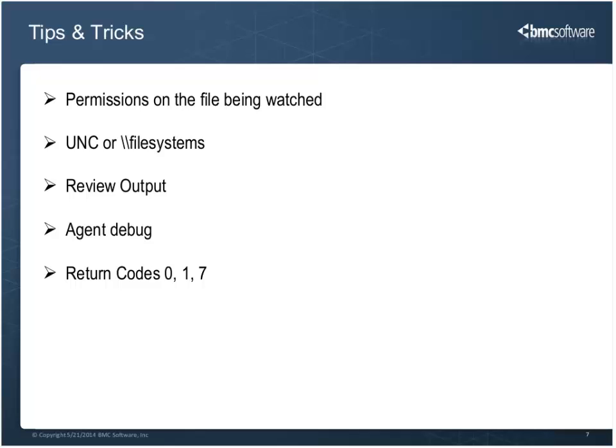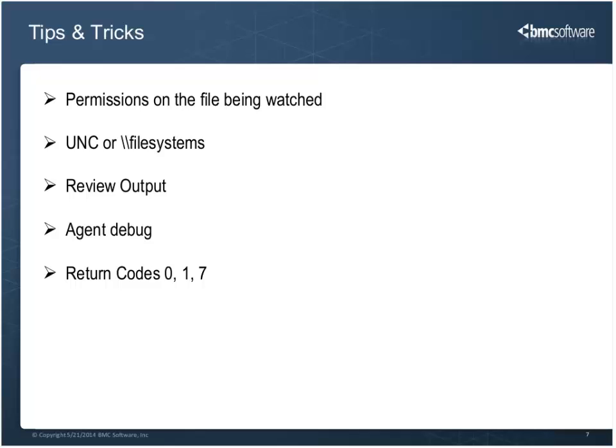So some tips and tricks that we see a lot. Two big ones. The first one, permissions on the file being watched. Make sure that the user that's noted in the file watcher has permissions to get to that file and to get the details back for that file. If you don't have permissions to read the file, you can't get the file size back, and you can't always detect that the file even exists because you're getting an error code back.